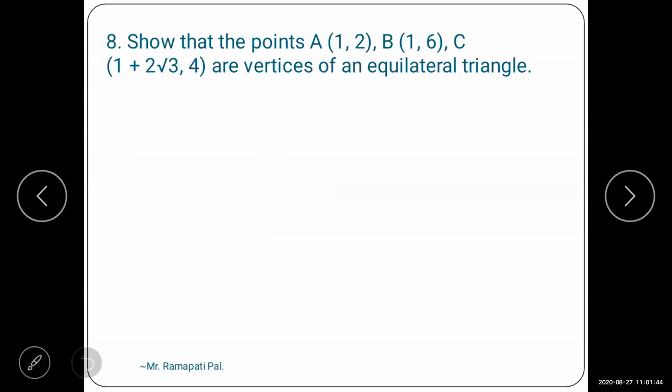That is an equilateral triangle. We know that a triangle has three sides, so all sides are equal. So we have to show that point A, point B and point C are the vertices of an equilateral triangle. So their distances will be the same or equal. Correct? Let's see.